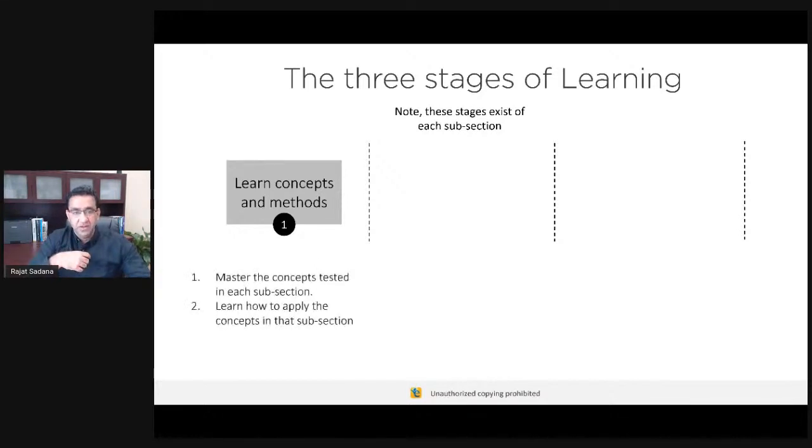methods. In this stage, what you do is you master all the concepts that are tested in each subsection, and you learn how to apply those concepts. So what it really means is that, hey, I know the 3 or 4 ways in which verb-ing modifiers are used. I know how to do the right kind of comparisons, what's the correct construction. I know how to make a parallel list properly. I know what noun plus noun modifier can modify, what it cannot modify. So that's kind of knowing the concepts.